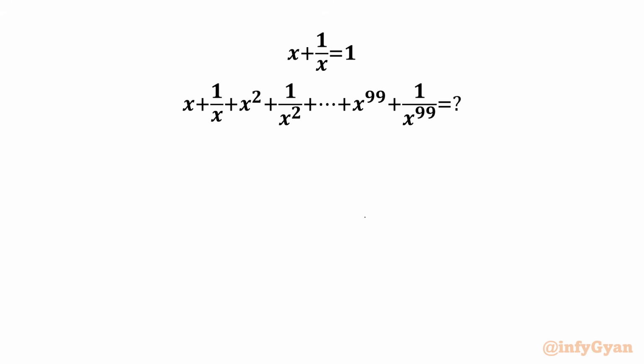x plus 1 over x equals 1. Then we are asked to find the sum x plus 1 over x plus x square plus 1 over x square up to x power 99 plus 1 over x power 99. At first sight it looks like a very hard question from algebra. I want you to pause the video right now and try it by yourself.